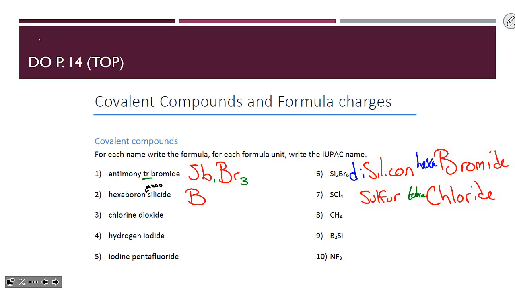Boron, its chemical symbol is B, and hexa means that there are 6 of them. Silicon's chemical symbol is Si, and mono means that there is 1 of them.